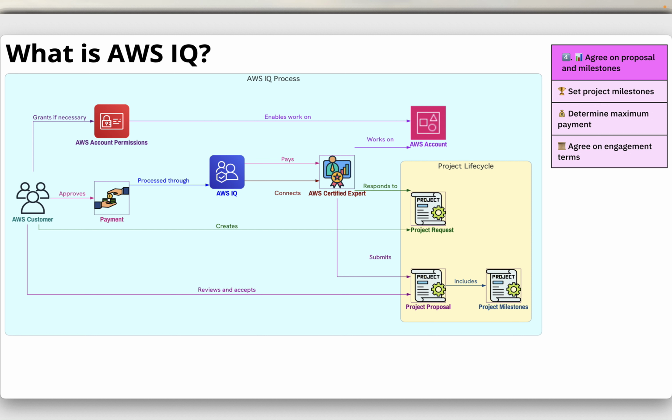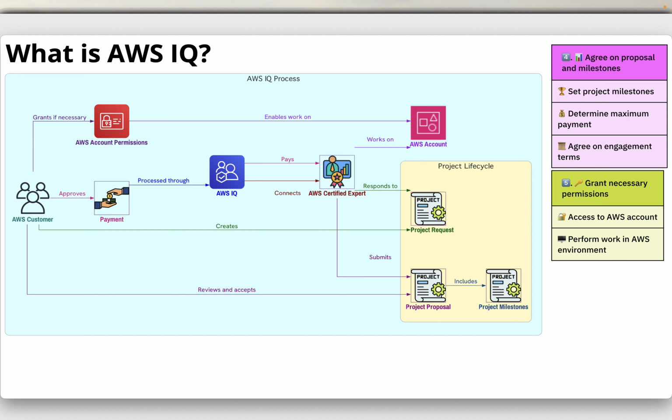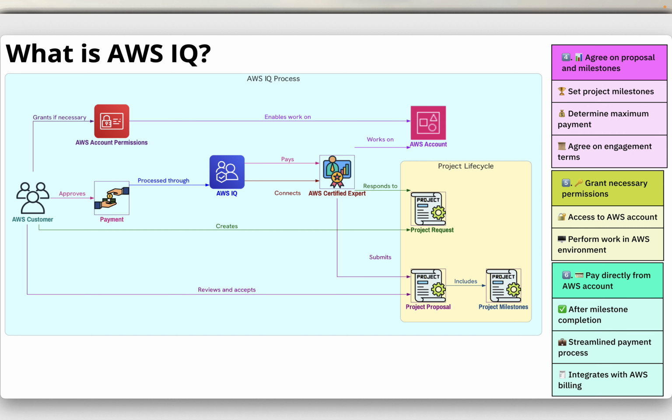Once you have selected an expert, you will agree on their proposal. This includes project milestones, maximum payment, and the terms of the engagement. Only after you have agreed to these details can the expert begin working on your project. If required for the project, you can grant the expert appropriate permissions to your AWS account. This allows them to perform the necessary work directly within your AWS environment. After the expert completes the agreed upon project milestones, you pay them directly through your AWS account. This streamlined payment process integrates with your existing AWS billing.